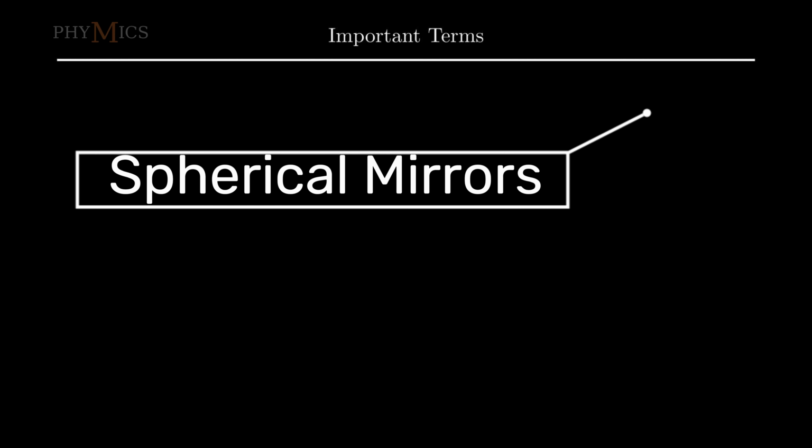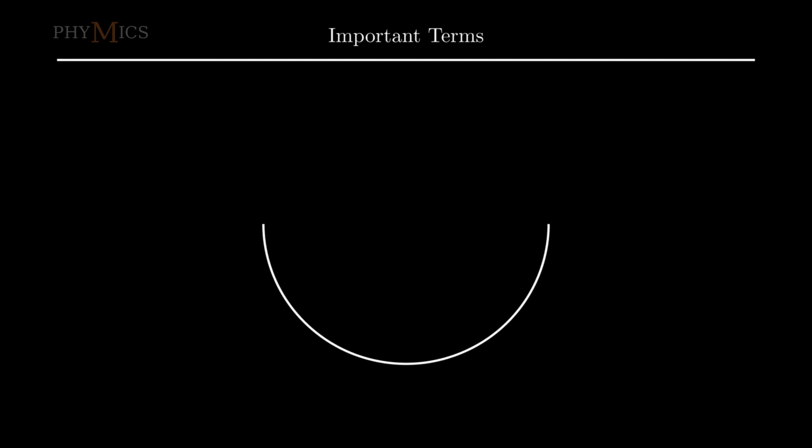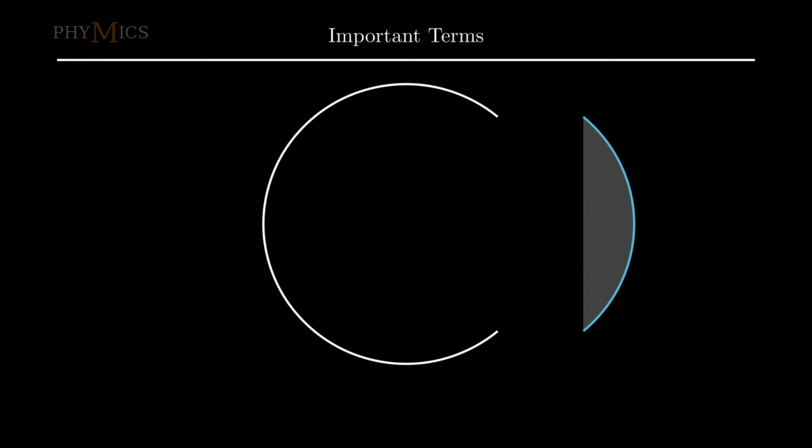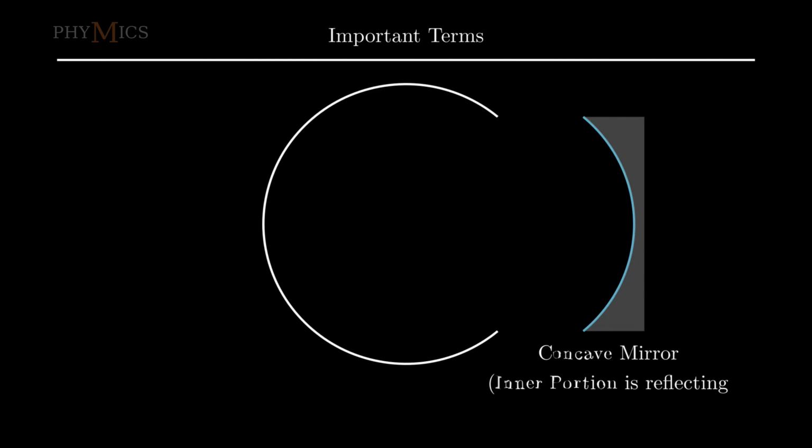Let's understand what spherical mirrors are. Spherical mirrors are segments of a spherical glass ball. They are cut in the fashion as shown here. Now the arc obtained can be polished in one of two ways. Number 1: if the inner portion is polished, the mirror so obtained is called convex. Number 2: if the outer bulge is polished, the mirror is called concave.